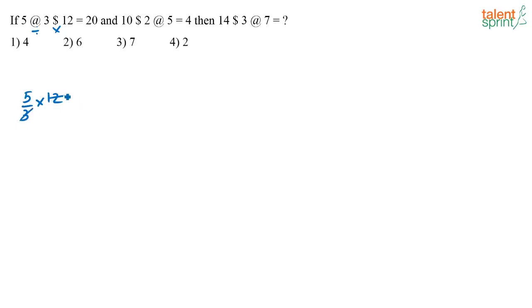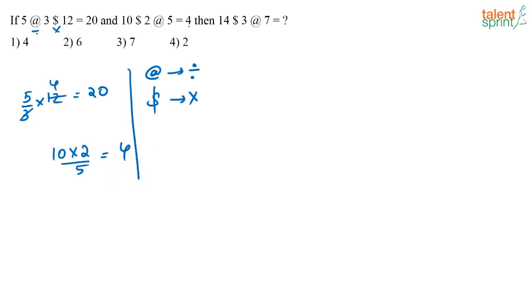That is 5 4s are 20. Correct? So if I replace at the rate of by division and if I replace dollar by multiplication, I am getting the answer 20. Let us check with this set also. So this will become 10 into 2 at the rate of, means again division, divided by 5. So what will you get? Answer is 4. So it is satisfying in both the first set, this set and this set.